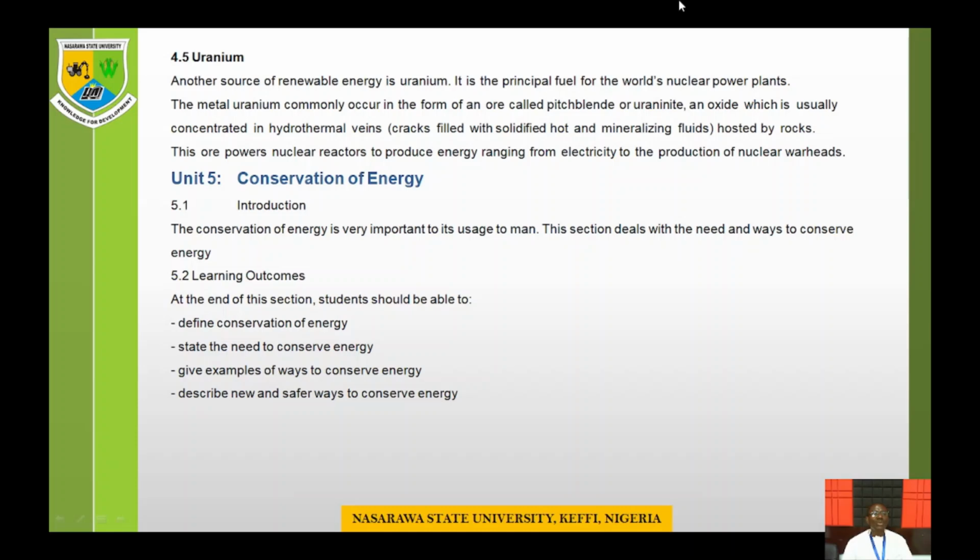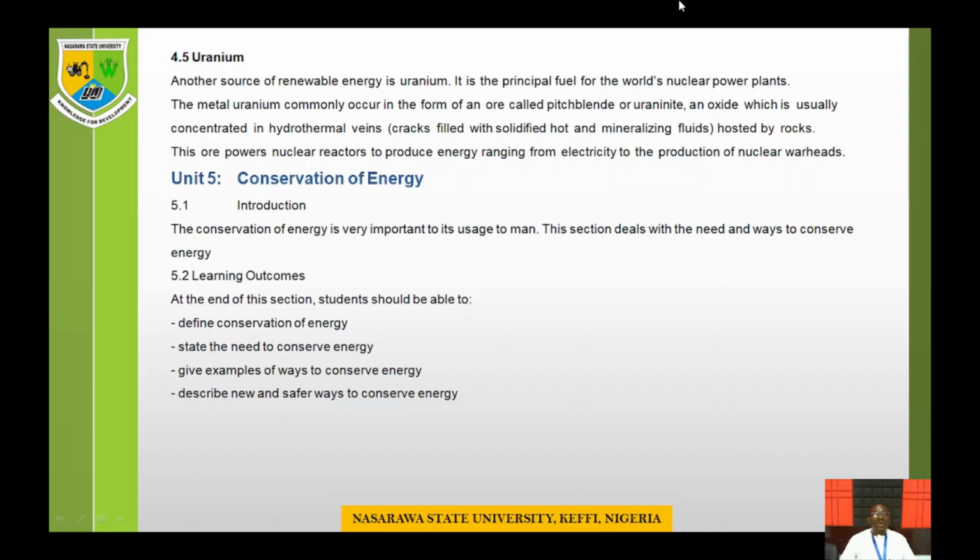Another major example of non-renewable energy resource is uranium and other radioactive materials. It is the principal fuel for the world's nuclear power plants. The metal uranium commonly occurs in the form of an ore called pitchblende or uraninite, an oxide, which is usually concentrated in hydrothermal veins, cracks filled with solid, hot, and mineralized fluids hosted by rocks. This ore powers nuclear reactors to produce energy ranging from electricity to the production of nuclear warheads.